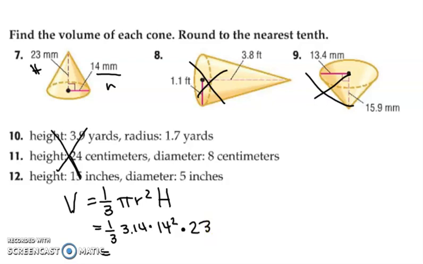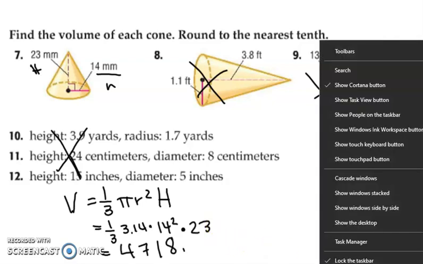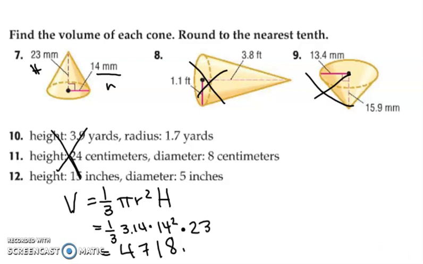I'll do the same thing. Okay, so I got 4,718.37, so I'm going to round it to 4.4. And that is the volume, and we got to figure out our units. That's going to be cubic millimeters. And so that's how you solve that one for volume.